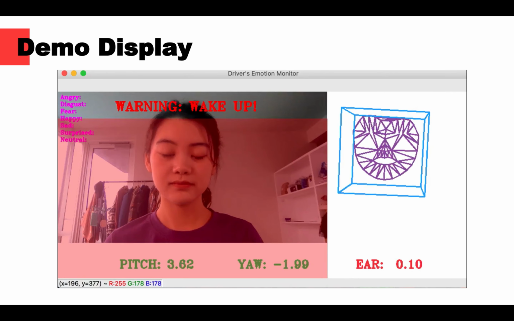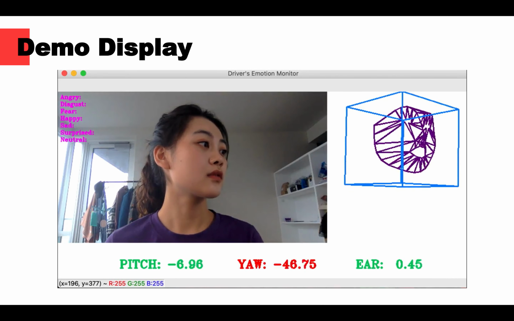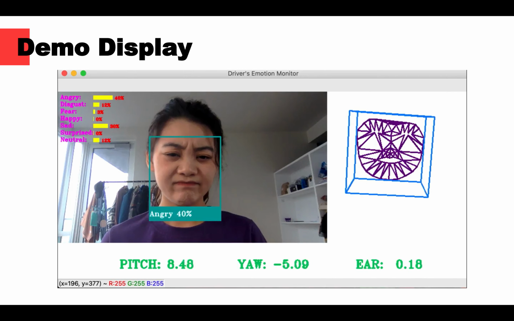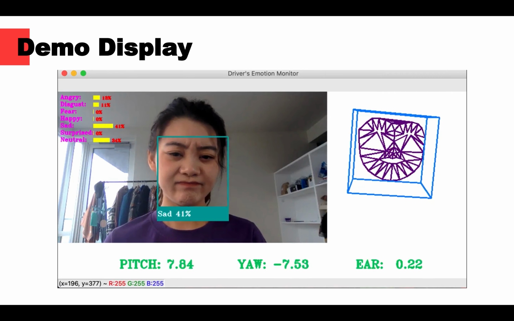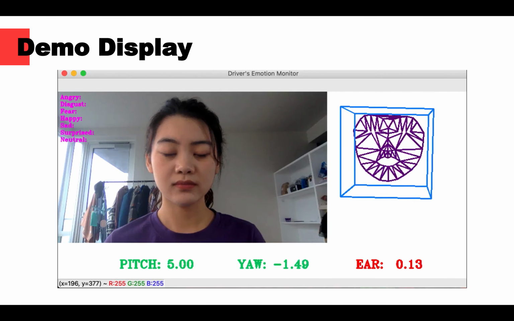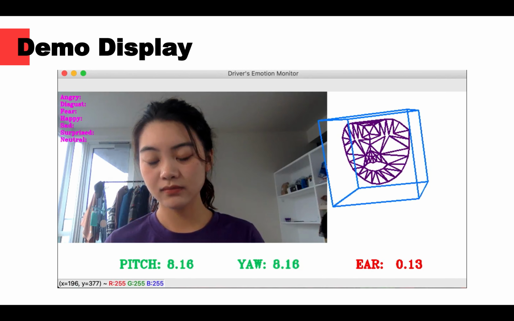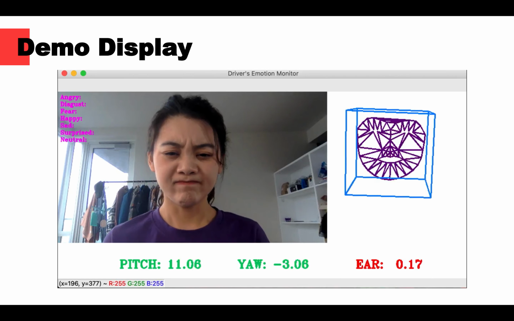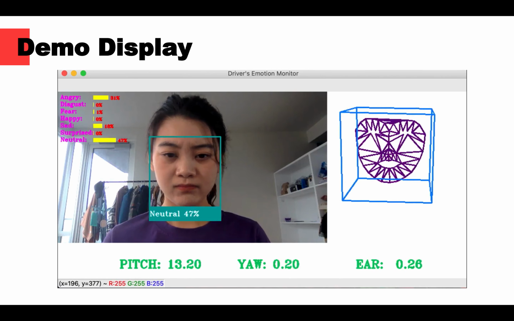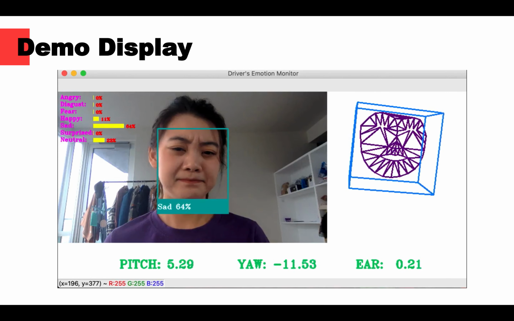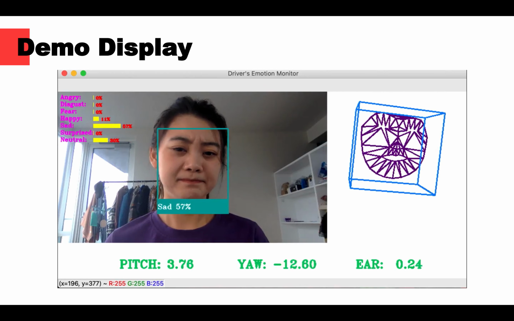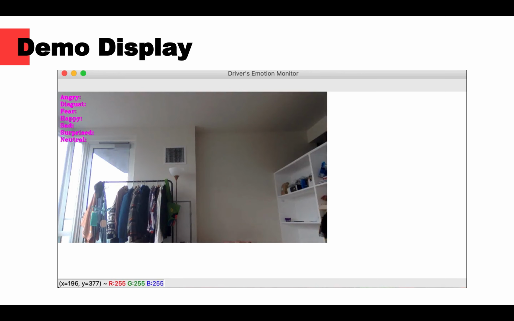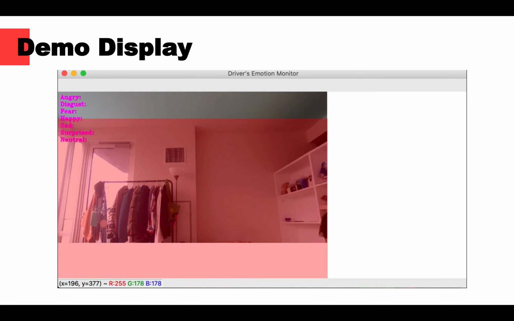Please don't sleep. Then the voice alarm is triggered. When I look around, there's also a voice alarm: Please look straight. Then I made different expressions. Please don't sleep. If I leave the screen, there will be a voice reminding me of aligning the camera. Please align the camera.